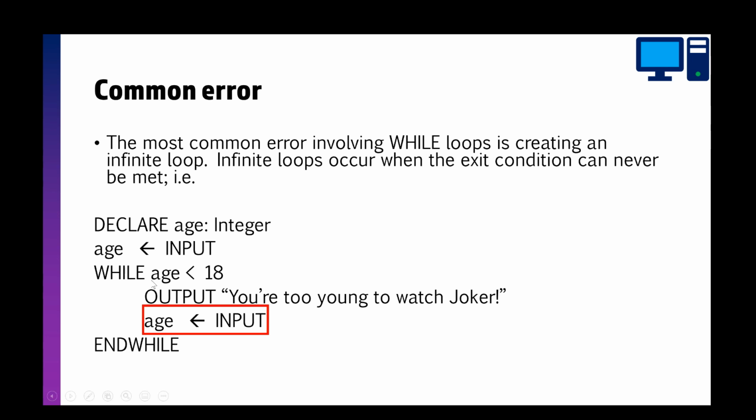So what you do is either move the input into the loop, or add the statement again, which you could say is slightly less efficient, and then you can re-enter it. So you can put 15 and it says you're too young to watch Joker, you put 16 and it says you're too young to watch Joker. You then put 25 and it'll break out of the loop. So you've got a chance to rectify and change the exit condition.